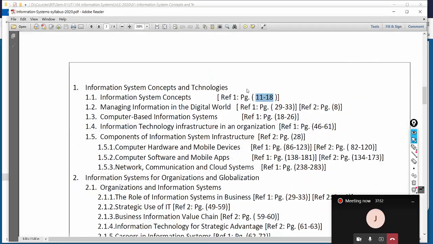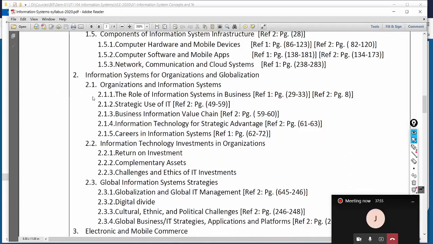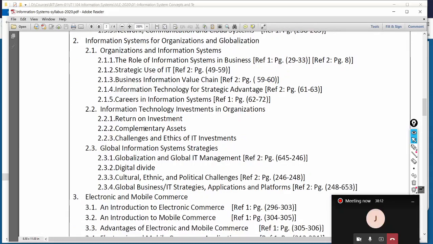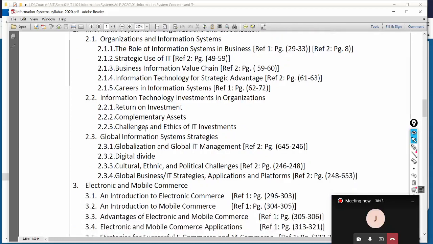So today what we are going to do is this second topic, information systems for organizations and globalization. We are going to discuss a lot of things like the strategic use of IT, business information value chain, information technology for strategic advantages, return on investment, complementary assets, challenges and ethics in the IT environment, globalization, digital divide, cultural, ethical and political challenges, the global business and IT strategy.